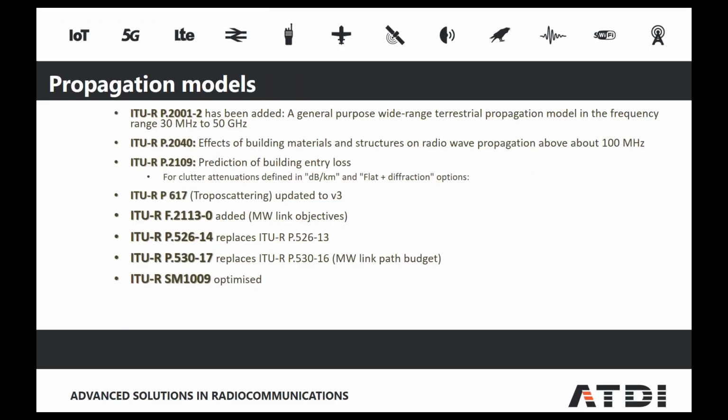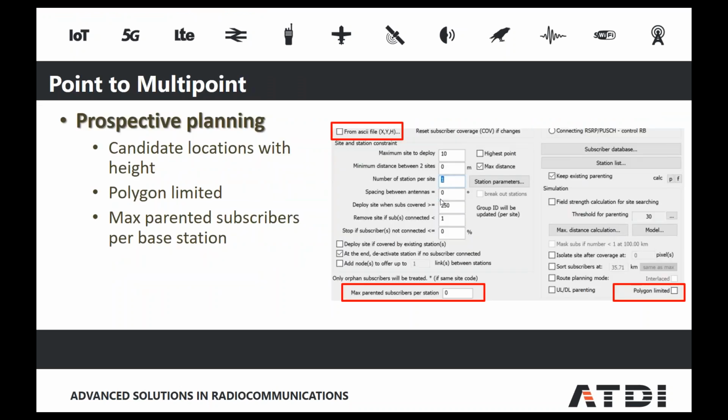Okay, so where did we get to? That was propagation models, wasn't it? Yep. Okay, so just moving on to some of the different types of planning now. So point to multi-point, I've added some features into the prospective planning option. This now allows you to take candidate locations with a height. We can also limit the area of interest to a polygon, and the max number of parented subscribers per base station has also been introduced.